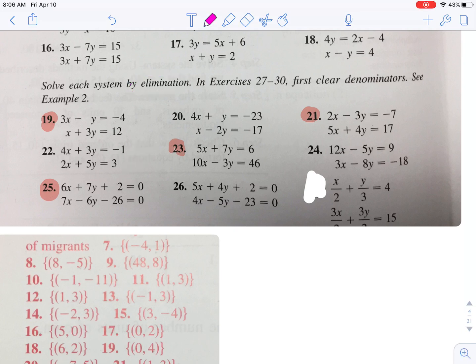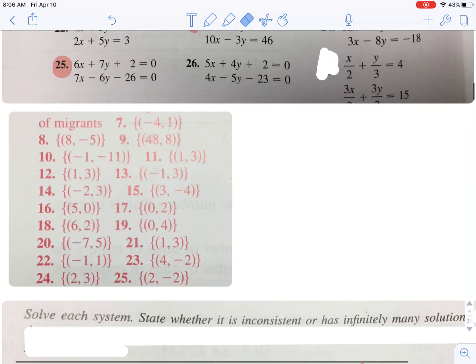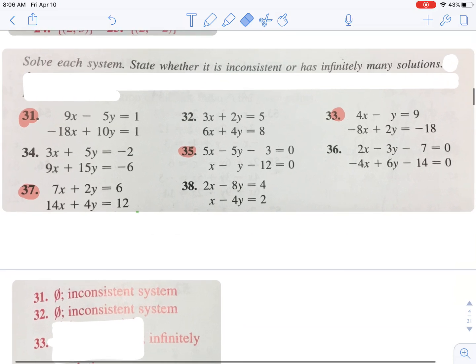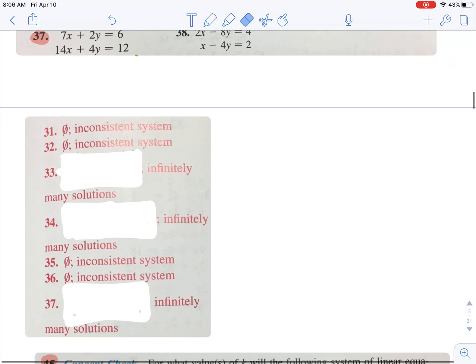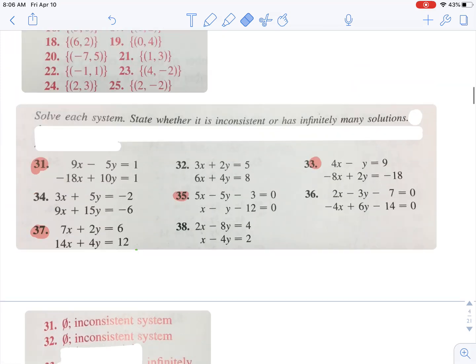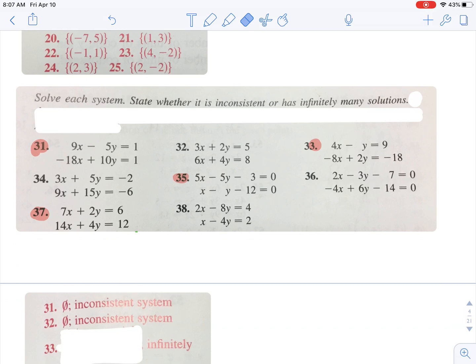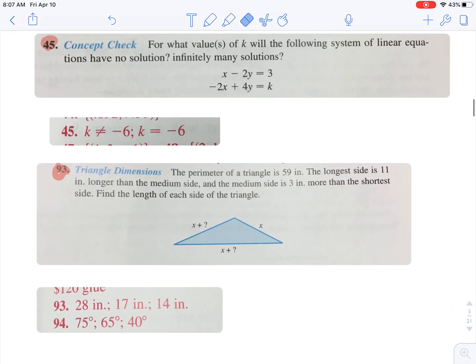Maybe 25, you have to move things to the other side, which is typically how I set it up. And then there's a few more down here. They want you to decide if it's inconsistent or infinitely many solutions. You can notice that I deleted some directions that made things a little bit more complicated. And I also whited out the more complicated portion of the answers. I do need to see work. So don't just say IMS or no solution. I need to see work for all of these problems.